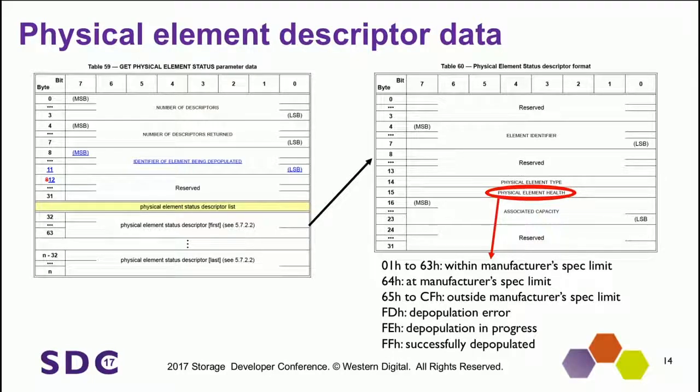There's the identifier of the element being depopulated, which is valid if there is an element currently being depopulated at the point this data is being returned. I guess now it would be a good time to tell you that by specification, 0 is a non-valid element identifier. So if that value is 0, that would indicate that no element is currently in the process of being depopulated. And then it follows with a bunch of these physical element status descriptors, each of which looks like this one over here.